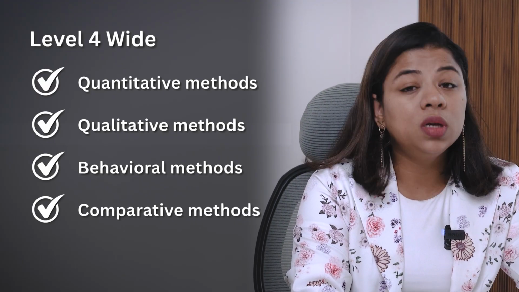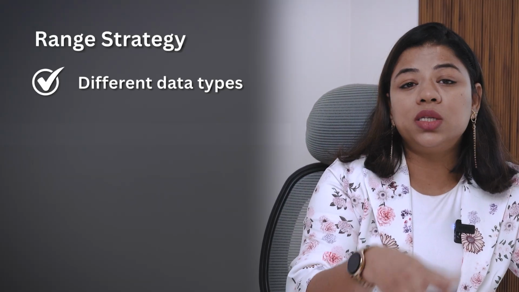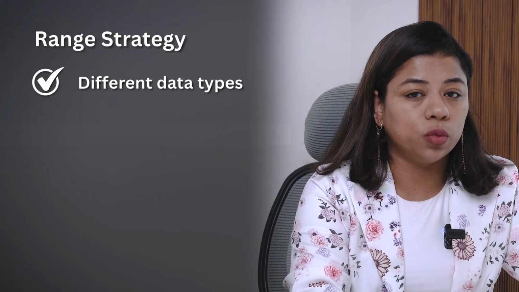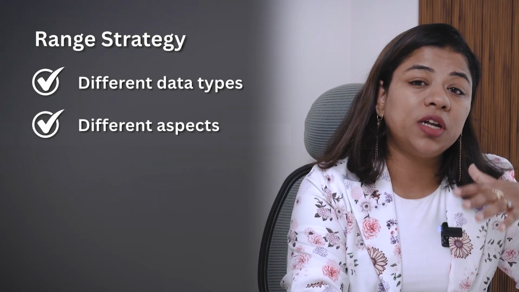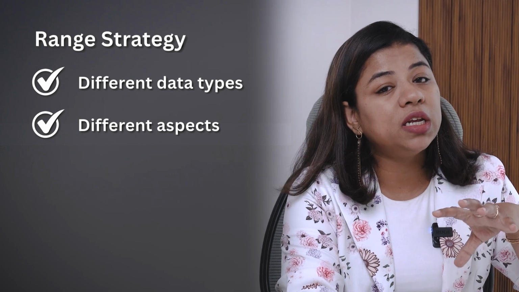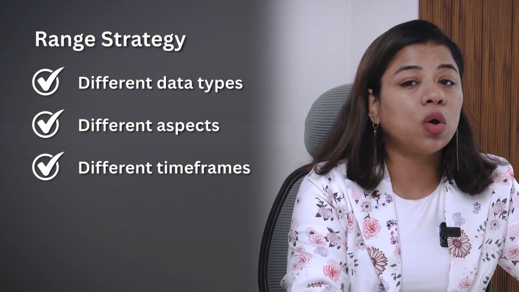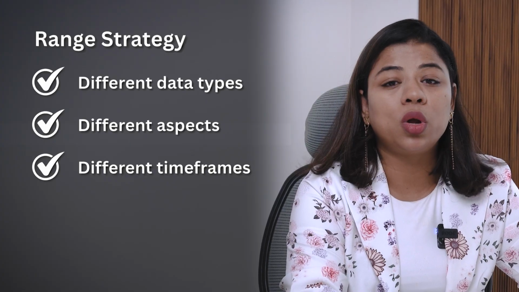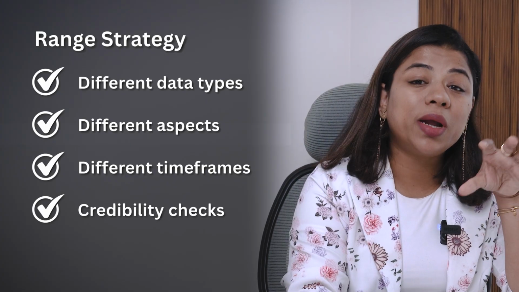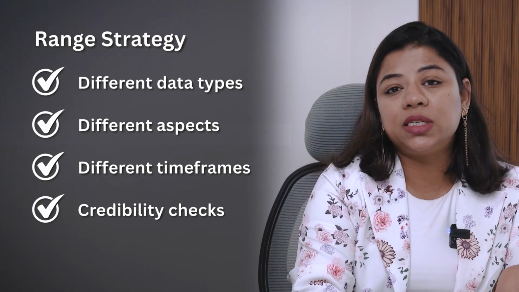The strategy over here is, 1, choose different data types, that is numbers, that is how many; words, why and how; and action, what they do. 2, address different aspects, that is population breadth, individual depth, behavioral evidence, and consider different time frames: current opinions, historical patterns, future intentions, and so on and so forth. Also include credibility checks, that is cross-validation, bias controls, and representative sampling.